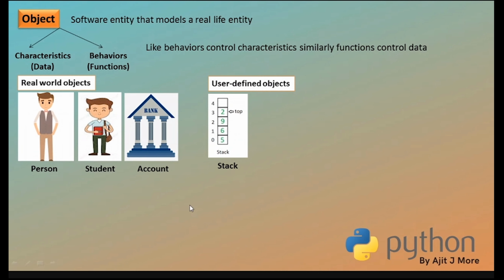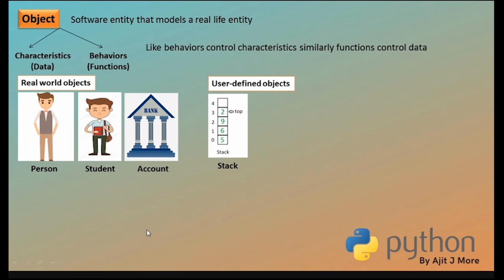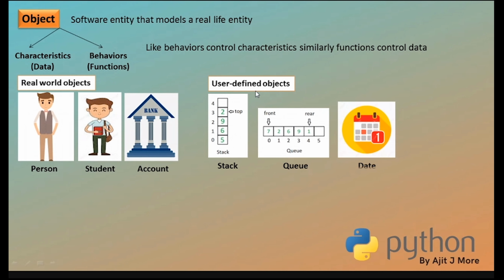So I see a stack in the real world, where plates are kept one above another, and you access them only in a last in, first out manner. That thing you can also map in programming. We call it a user defined object. Similarly, queue or date or time, clear?